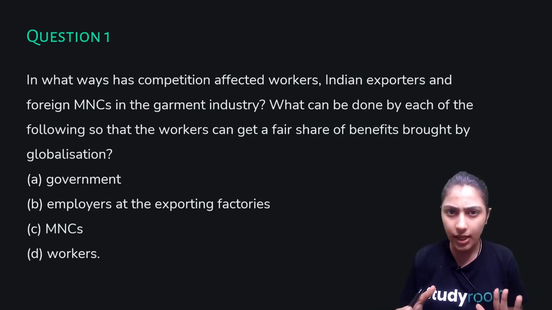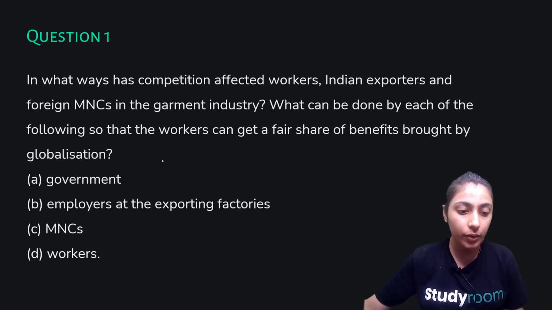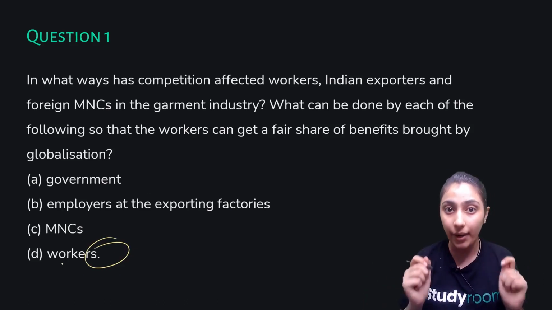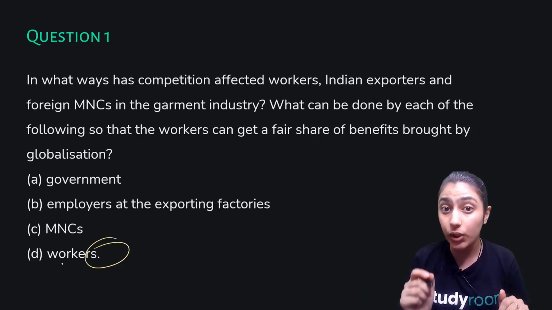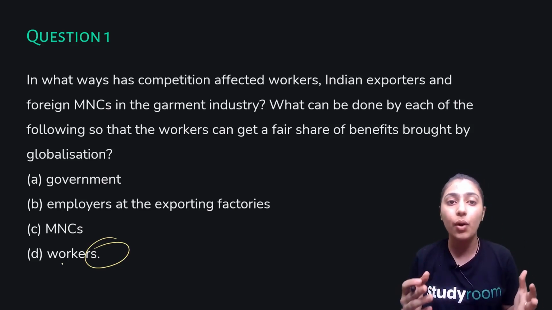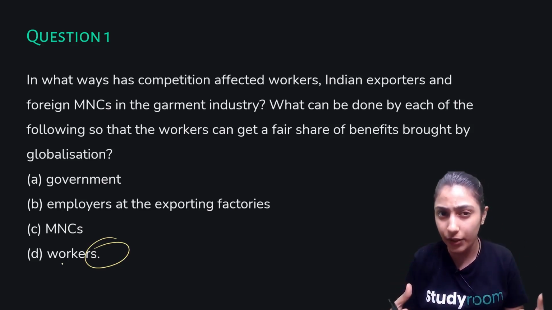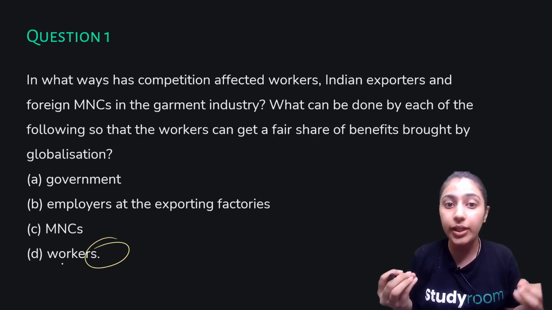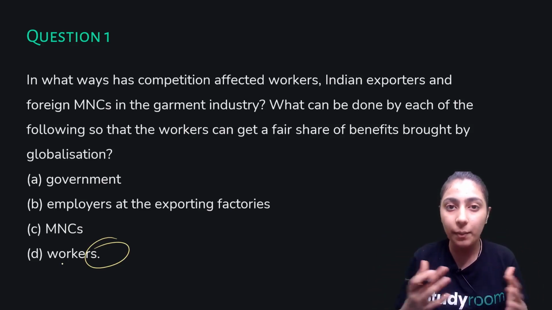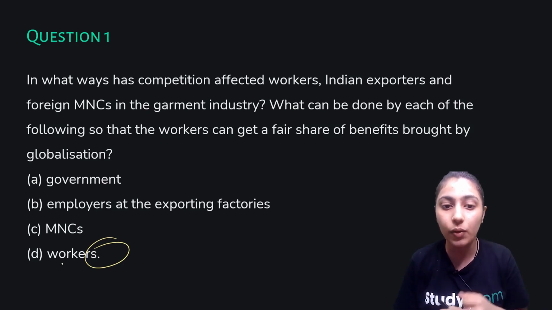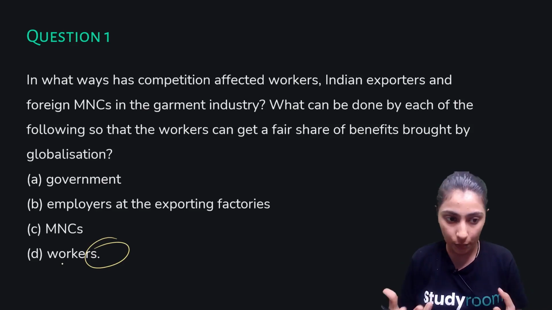Workers. So let's start with workers. What workers need to do is basically change their mindset and start considering themselves equal to the management in pursuit of a better and, you can say, profitable business. Now, coming on to MNCs. What MNCs can do is offer relief to the people who have lost their jobs.